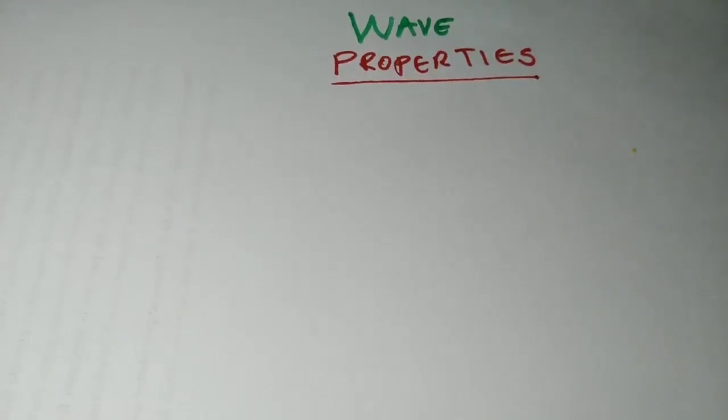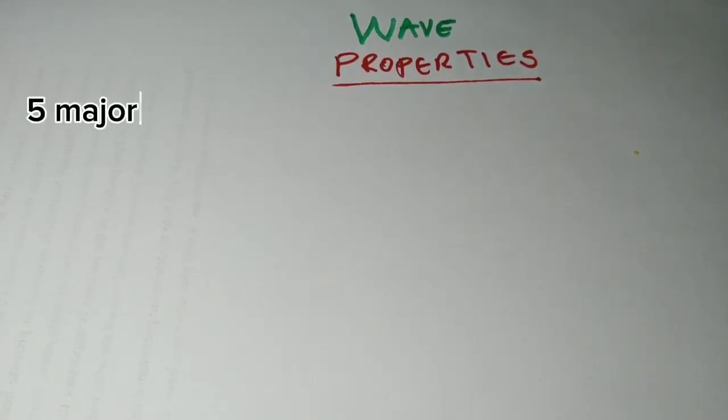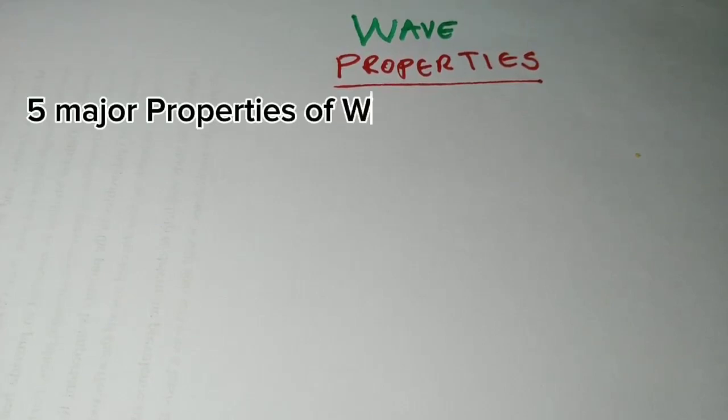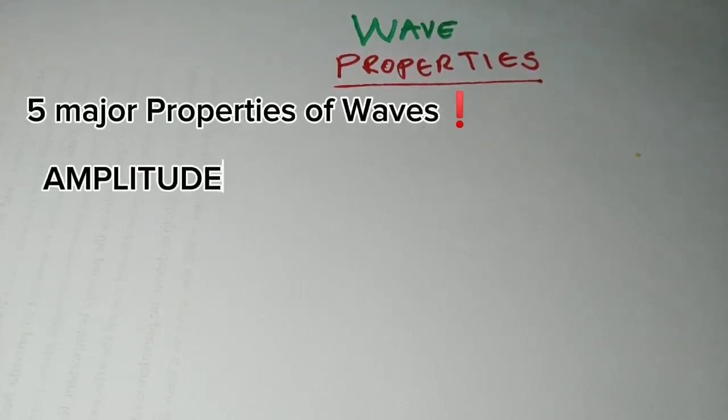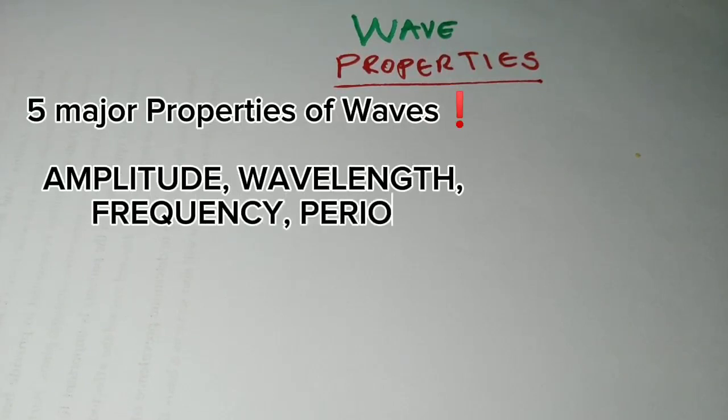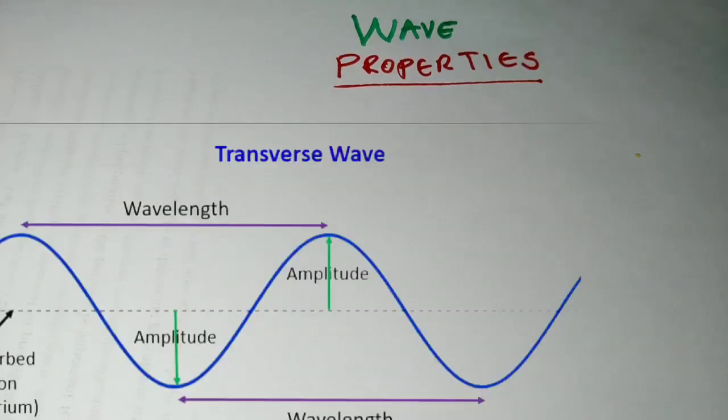So in our previous video, we looked at wave motion. So here in this video, we're going to look at the 5 major properties of waves. The 5 major properties of waves are amplitude, wavelength, frequency, period of a wave, and the speed. So we have a diagram here.